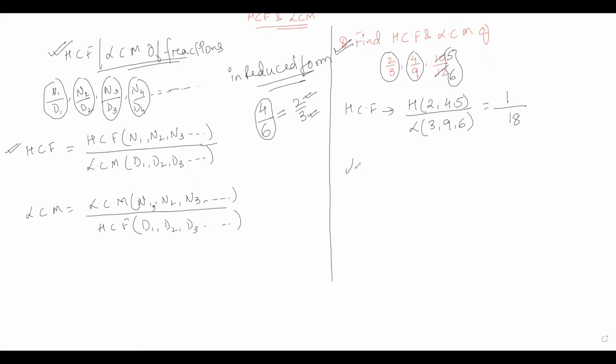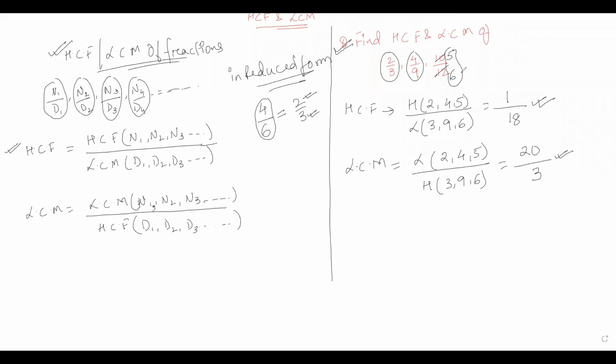In a similar way, if you want to calculate the LCM of these three fractions, it would be the LCM of 2, 4, and 5 upon the HCF of 3, 9, and 6. What is the LCM of 2, 4, and 5? If you calculate, this would be 20. And if you want to calculate the HCF of 3, 9, and 6, what is common in 3, 9, and 6? This is 3. So the HCF of these three fractions is 1 by 18, and the LCM of these three fractions is 20 by 3.